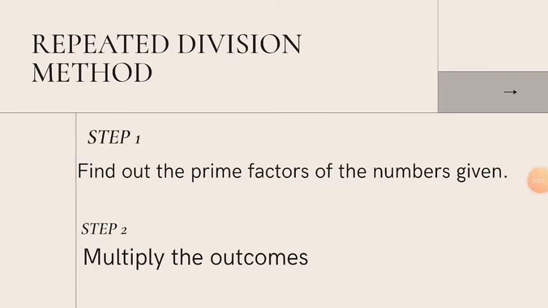Repeated division method. Our repeated division method is a bit similar to the prime factorization method, because here too we are going to be dividing using prime numbers that can divide the given numbers without remainder. The only difference is here we are going to be dividing the numbers together and not separately. Step 1, find out the prime factors of the numbers given. Then step 2, multiply the outcomes.